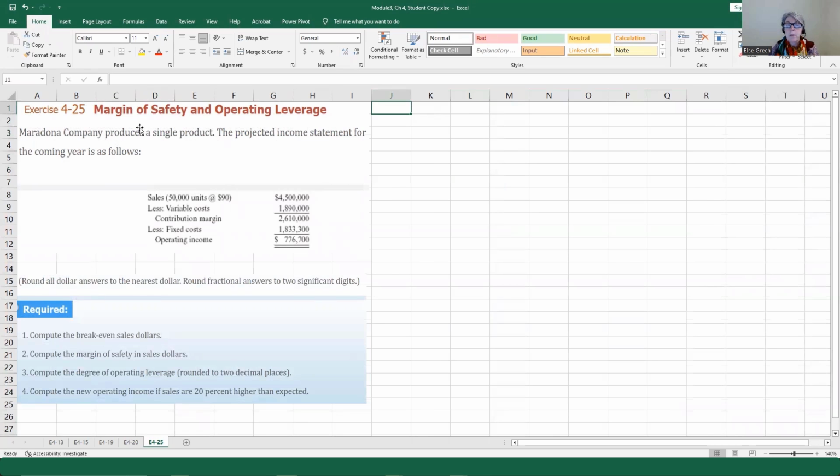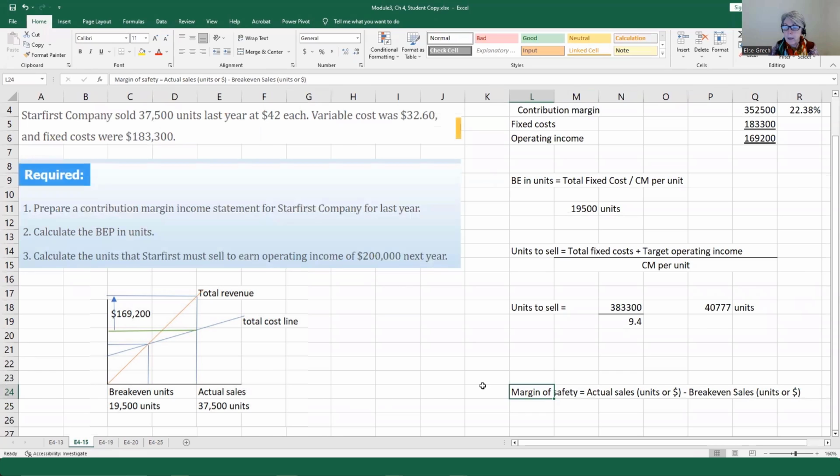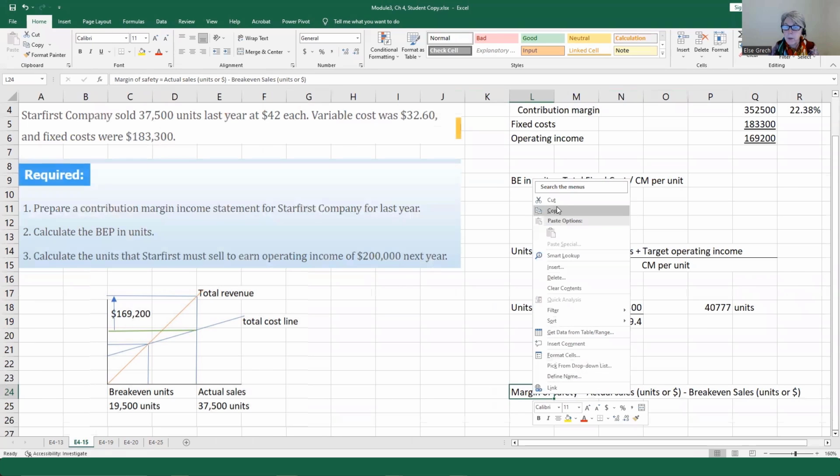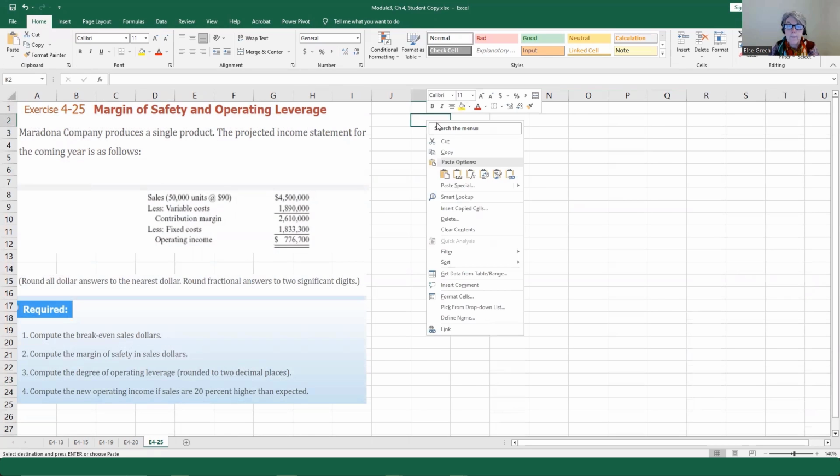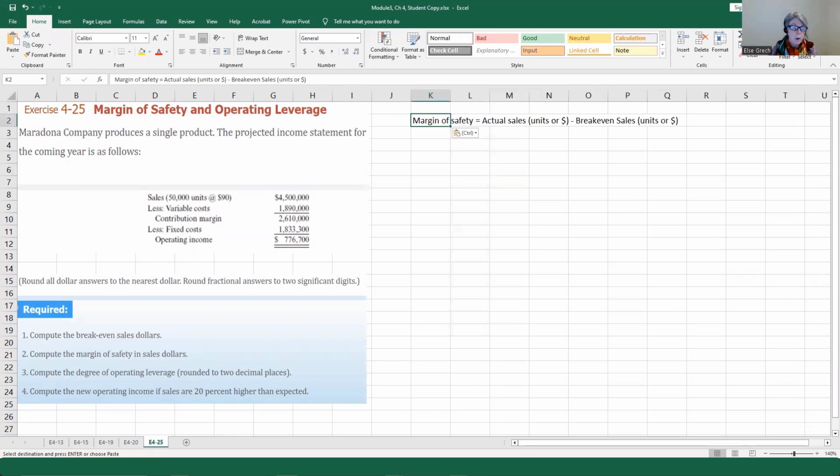Let's talk about margin of safety and operating leverage. We already know what the margin of safety is and how to calculate it. We got it right here. So we're going to just copy this and bring it in here. There we go. So we already know what the margin of safety is.